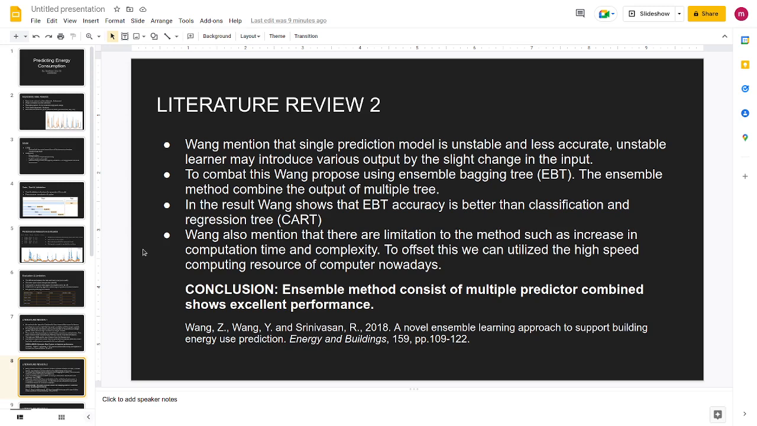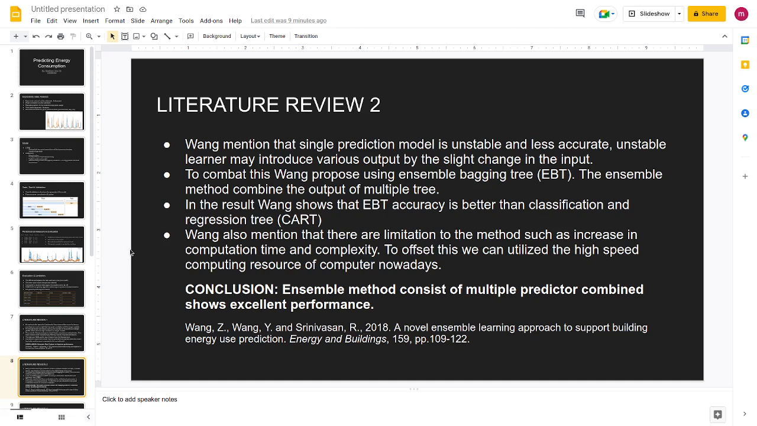To combat this, Wang proposed using ensemble bagging trees (EBT). The ensemble method combines the output of multiple trees. In the results, Wang showed that EBT accuracy is better than classification and regression trees. Wang also mentioned that there are limitations to the method, such as increased computation time and complexity.